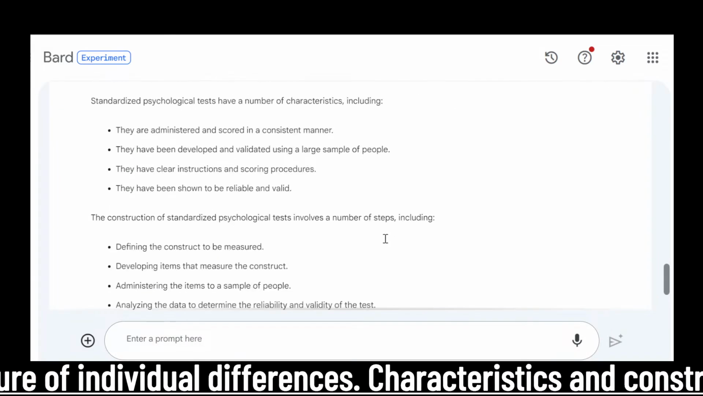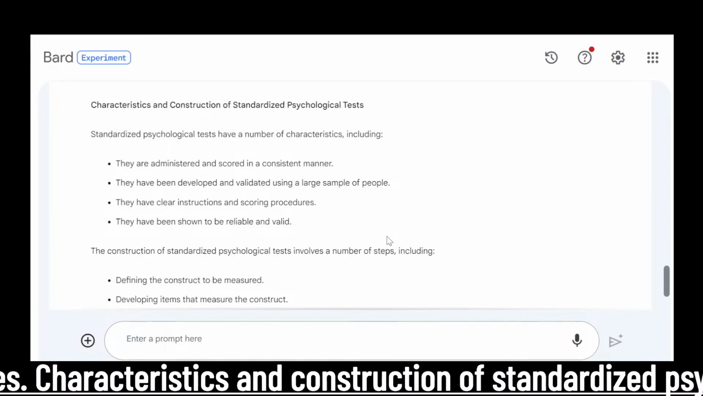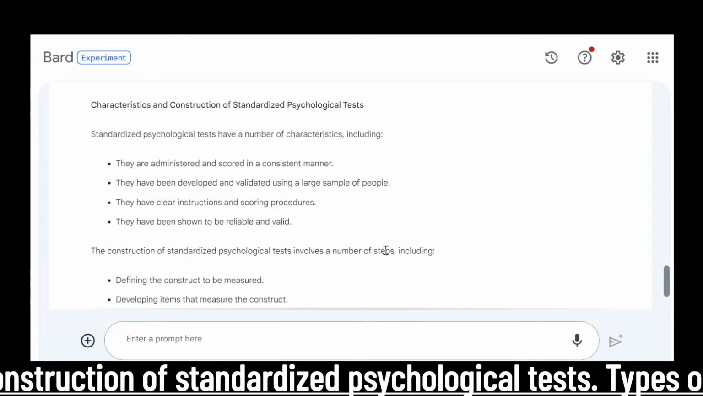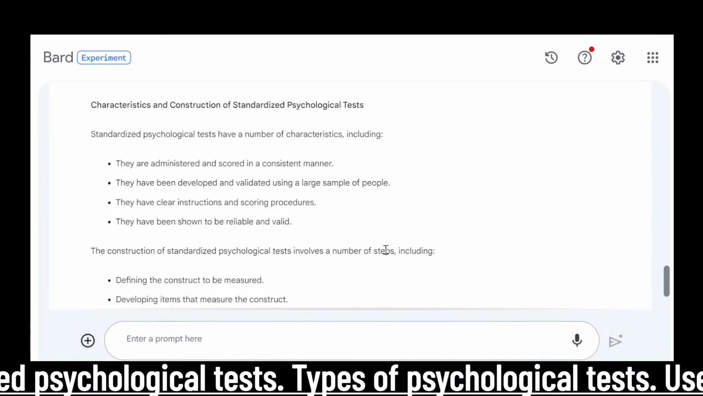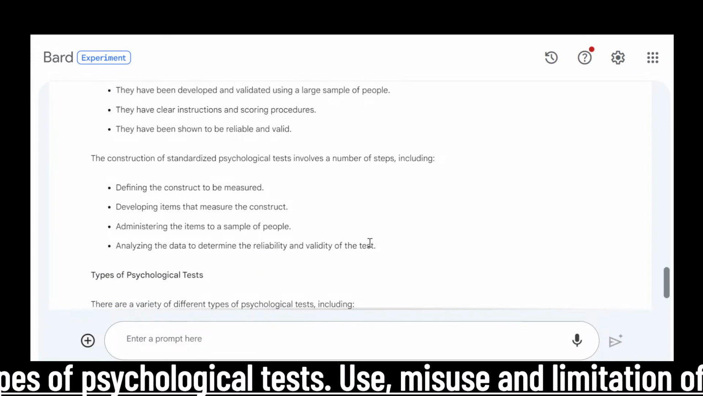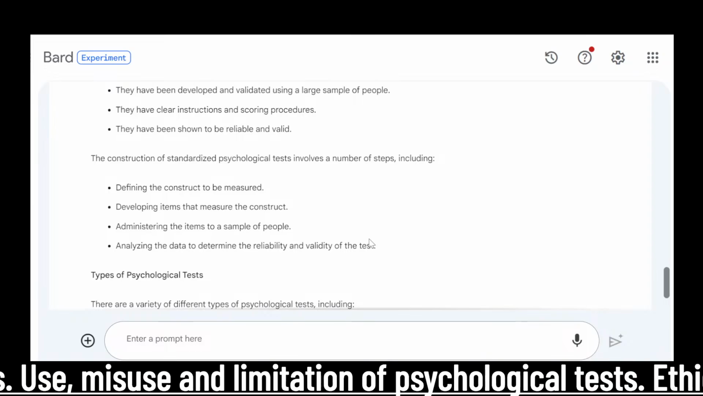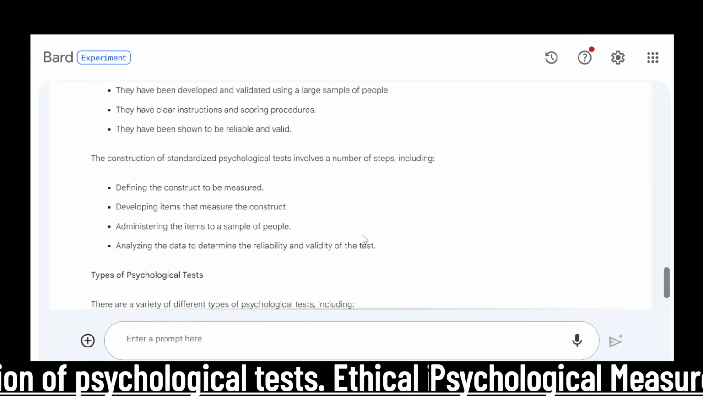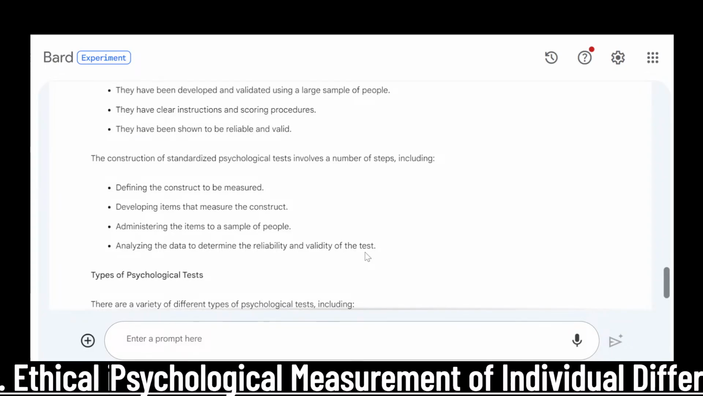So, what are the characteristics and construction of standardized psychological tests? First, these tests have a number of characteristics. First, they are administered and scored in a consistent manner. Then they have been developed and validated through a large sample of people. Then they have clear instructions and scoring procedures. Then they have been shown to be reliable and valid. So construction of standardized psychological tests involves a number of steps. First, defining the construct to be measured, developing items that measure the construct, administering the items to a sample of people, analyzing the data to determine the reliability and validity of the test. So what I get is that we have some test, we have some instructions, and we get a score.